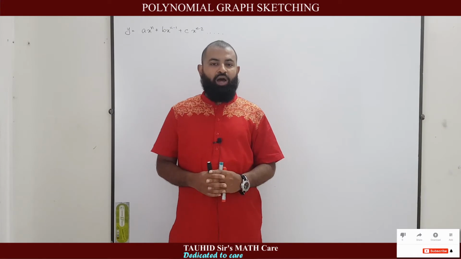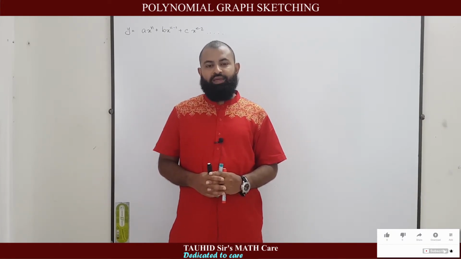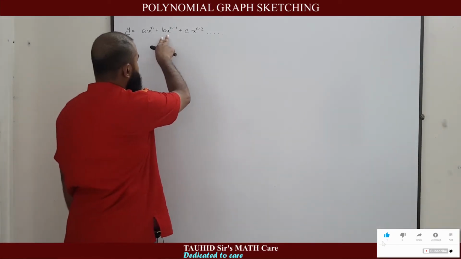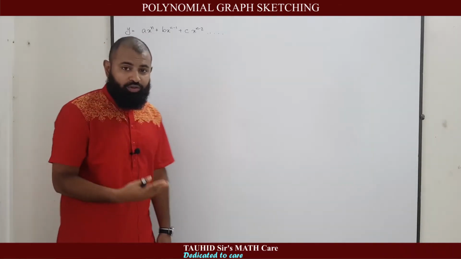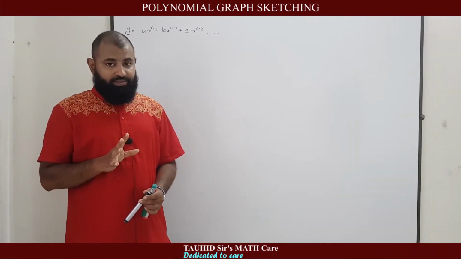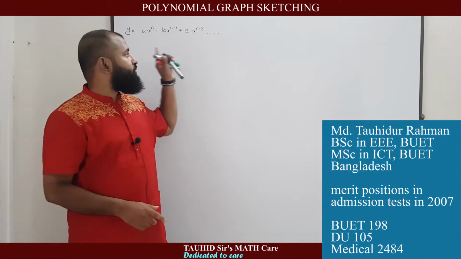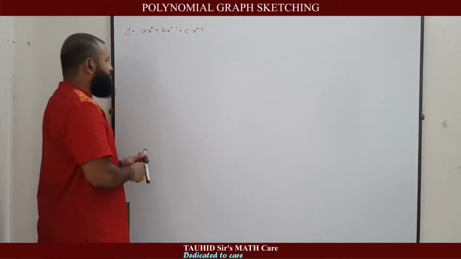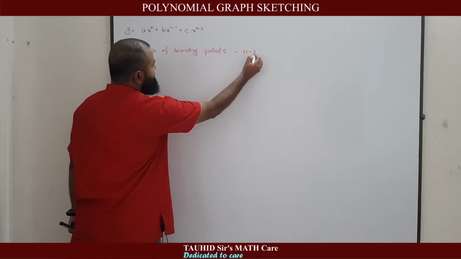Now we will learn how to sketch the graph of an equation with degree n. For example, you are given an equation y equal to ax to the power n plus bx to the power n minus 1 plus cx to the power n minus 2, etc. It continues. In this type of case, the thing you need to keep in your mind is that the graph of this type of equation must be a curve with number of turning points n minus 1.